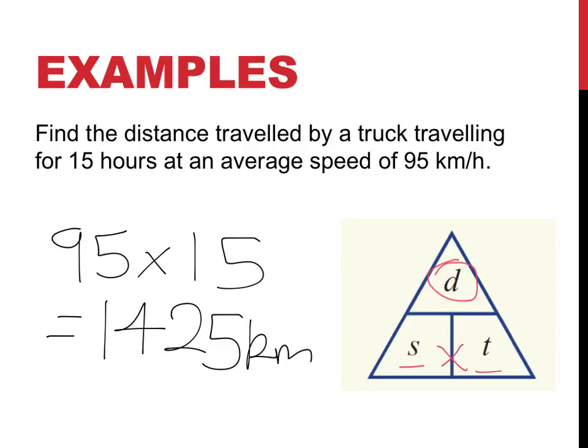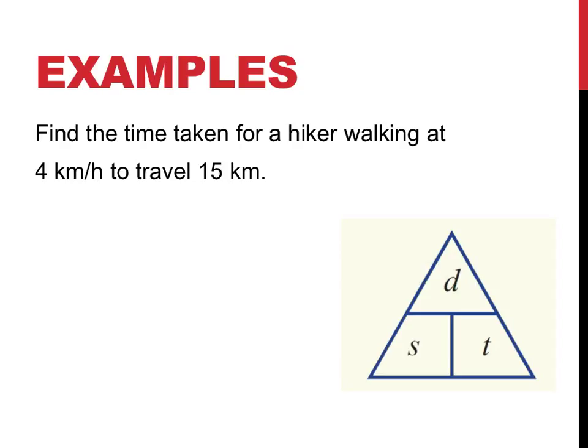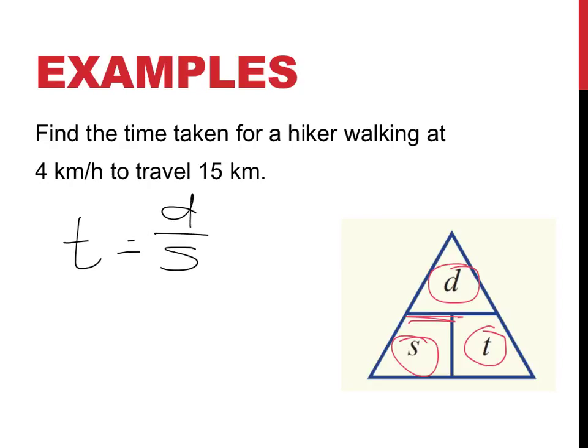Pretty straightforward. This one here: find the time taken for a hiker walking at 4 kilometres an hour to travel 15 kilometres. Instead of guessing, going, well, 4, he'd travelled 8 kilometres in 2 hours, 12 kilometres in 3, we can do it an easier way. This time we're trying to find the time. There's the distance on the top, and then a line, and then speed down the bottom. The way we calculate it is time equals distance over speed.